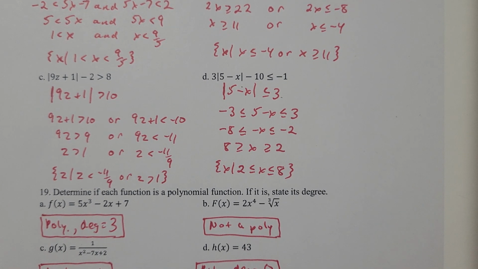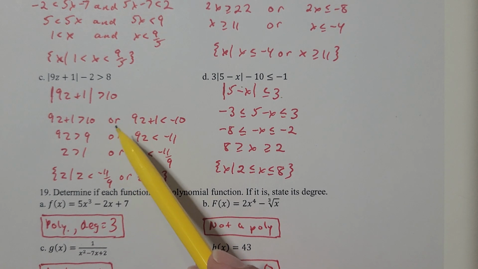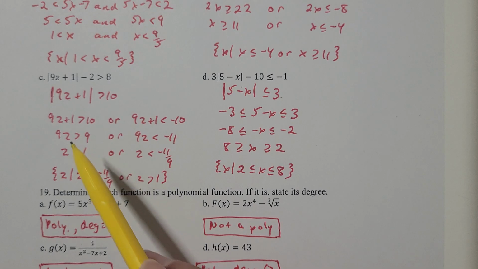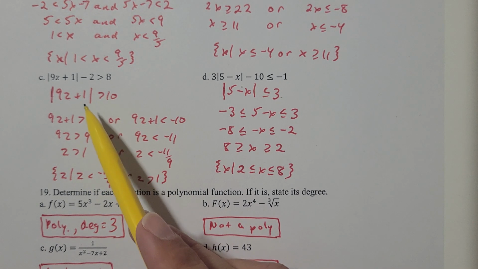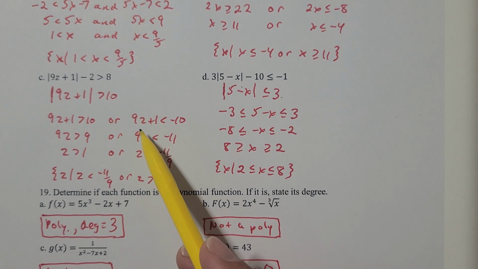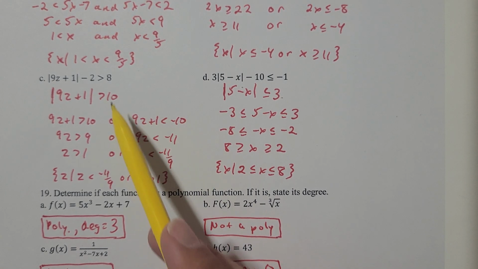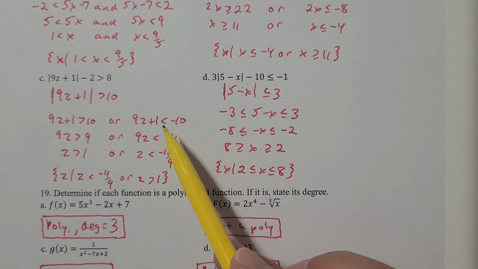Let's take a look at part C. So in part C, if I add 2, then the absolute value of 9z plus 1 is greater than 10, okay? I've got a greater than sign, so the key word is going to be or, and I got two inequalities here that I'm writing down. The first one is like pretending that the absolute value bars are not even there. So I got 9z plus 1 greater than 10. Or then the other one is where I flip the sign and then throw a negative on the right. So 9z plus 1 is less than -10.